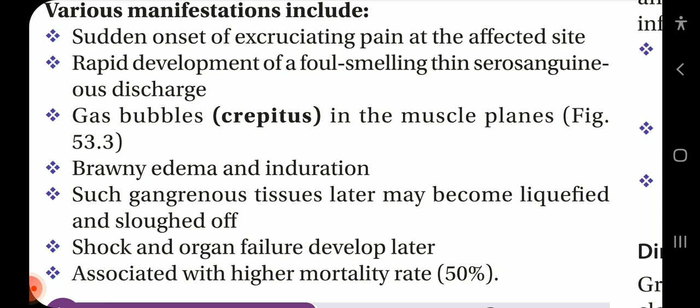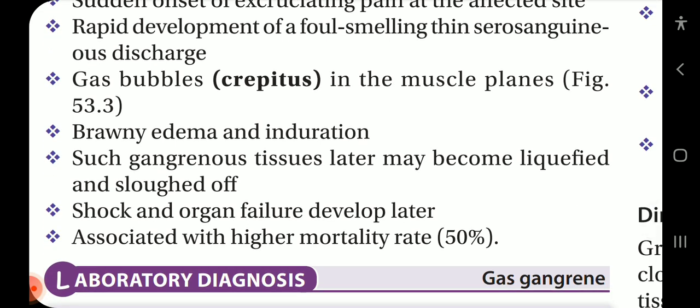serosanguinous discharge, gas bubbles, crepitus in the muscle planes, brawny edema and induration. Such gangrenous tissue later may become liquefied and sloughed off. Shock and organ failure develop later, associated with higher mortality rates.